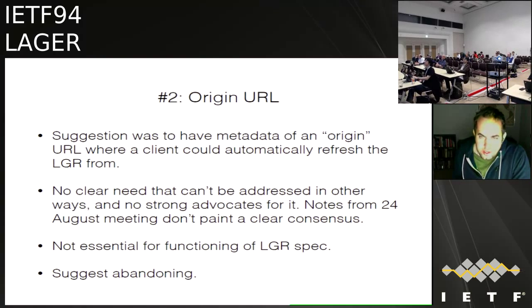So the first open issue, this origin URL issue. Very early in producing the document, there was a suggestion from the community that there be a provision that in the metadata, in the header of a document, you could specify a URL, which would be sort of like the origin URL, where a client, if they wish to do so, could ping that URL to see if there's a more recent version of the LGR and then do something intelligent like download it and implement it automatically.